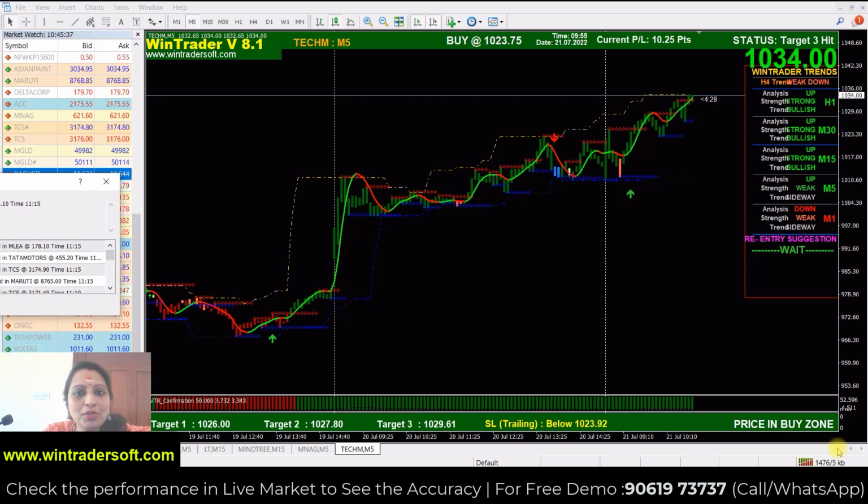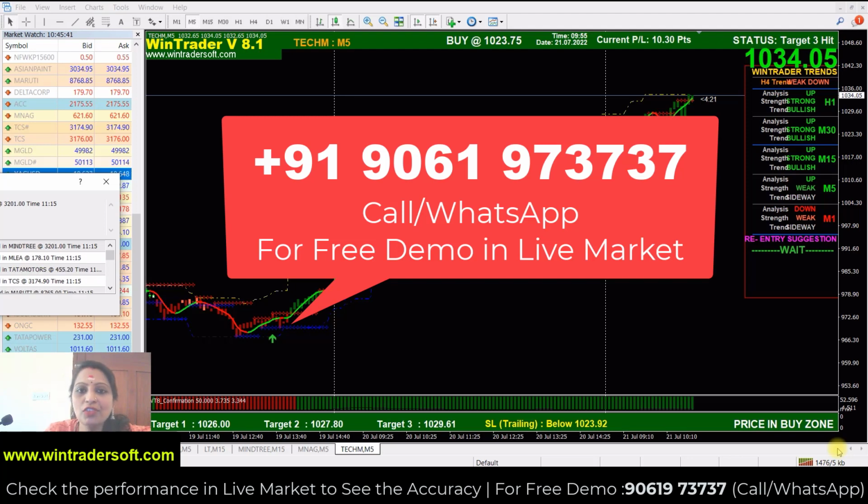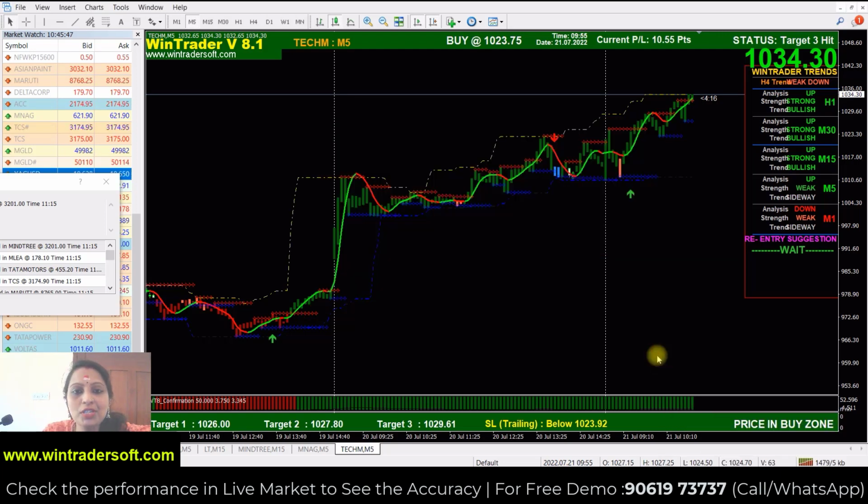WinTrader, the trading supporting software. Our software supports all major financial markets. With one software, we'll get all the signals from all major financial markets like MCX, NSE cash, future options, currencies, agri, COMEX and forex. And our software supports all types of trading like scalping, intraday and swing trading.